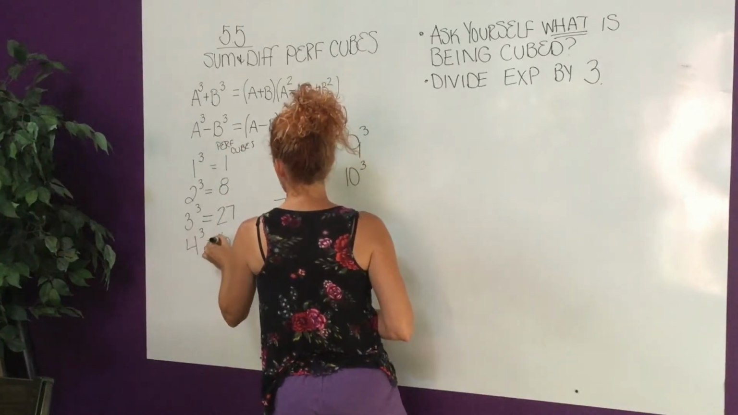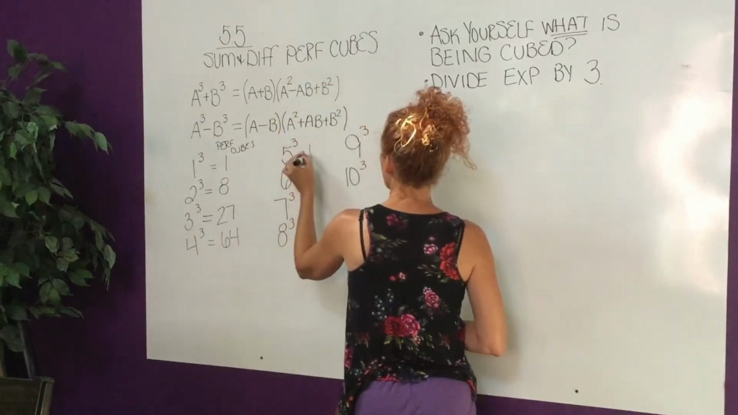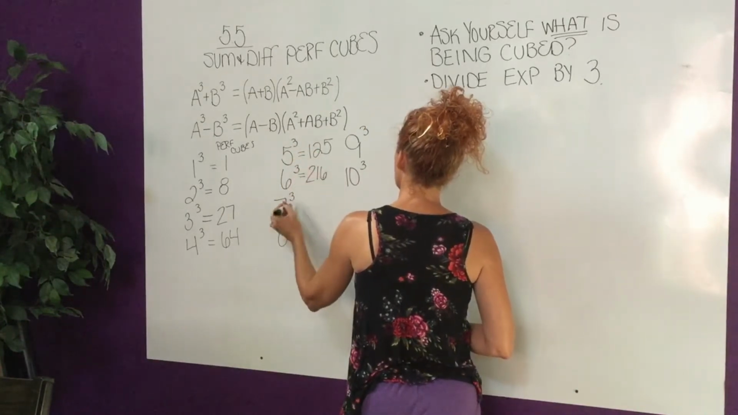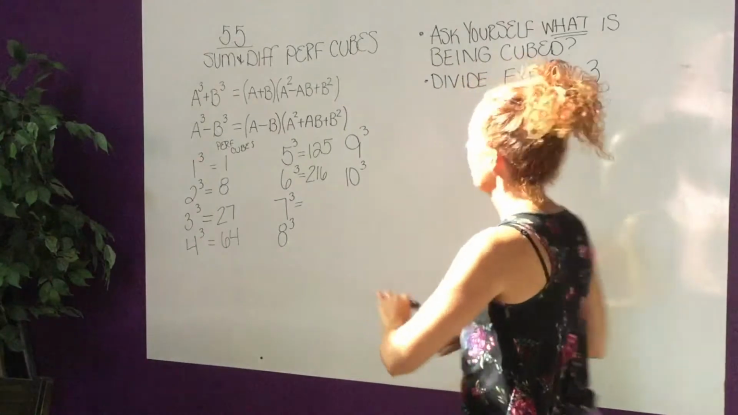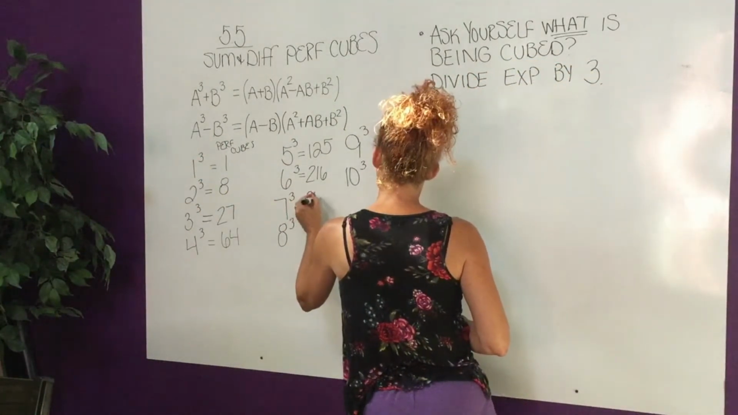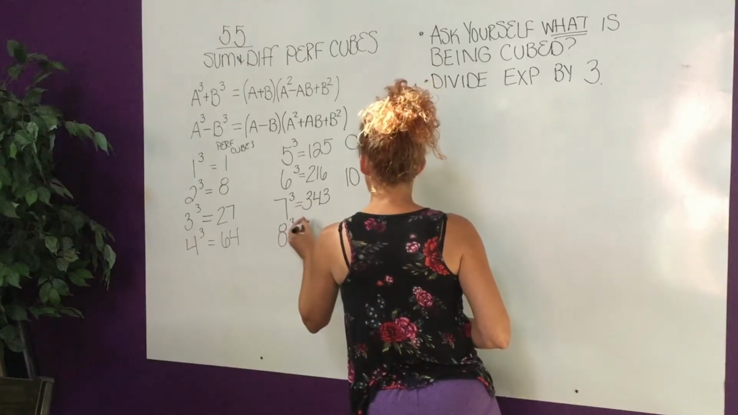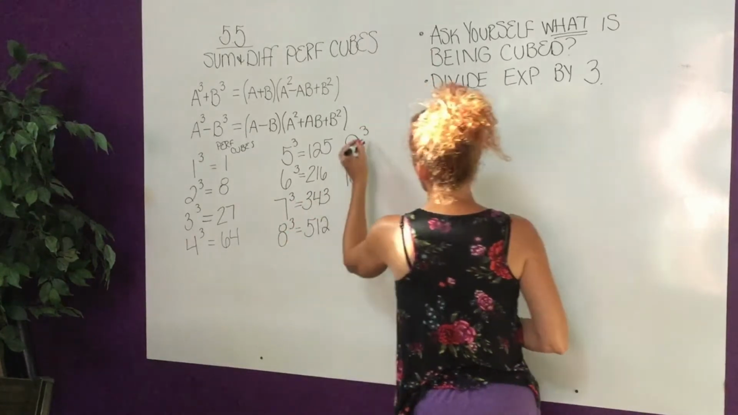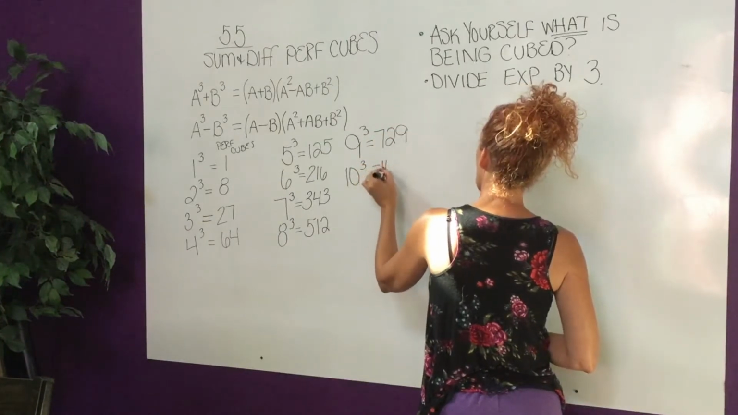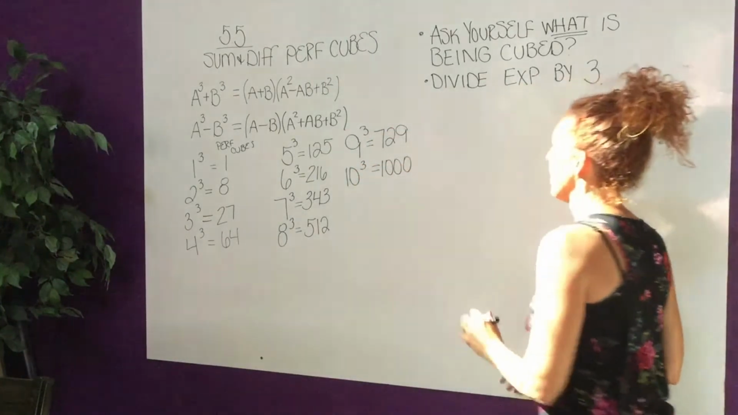4 times 4 times 4. 5 times 5 times 5. 6, 6, 6. Oops, that doesn't sound good. 7 times 7 times 7. 8 times 8 times 8, 9 times 9 times 9, and 10 times 10 times 10.